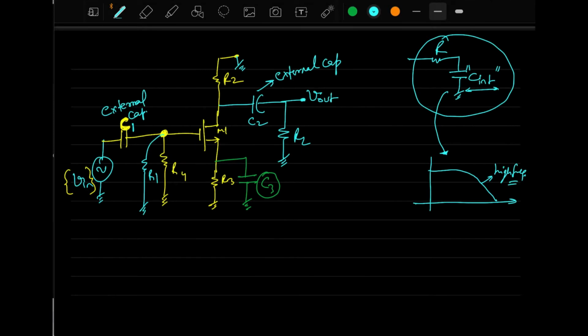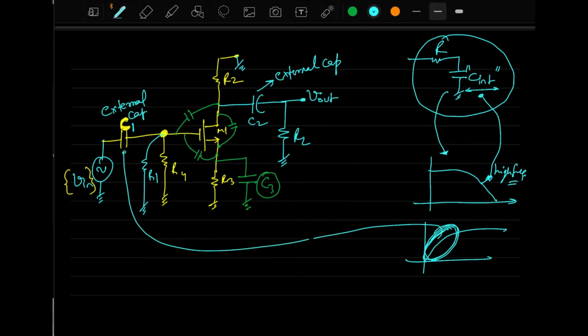So please note, when the gain is falling at high frequency, it is because of the internal capacitances of the MOSFETs, the ones we discussed last time, which are present in the MOSFET. But if the gain is falling at low frequency, this falling of the gain is because of the external capacitances which are present here, all these external capacitances.